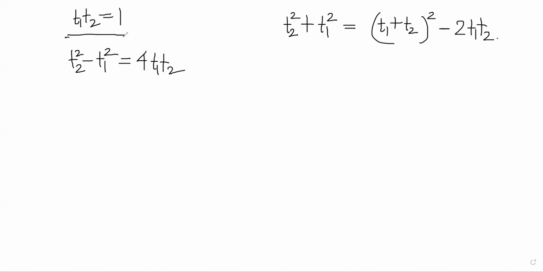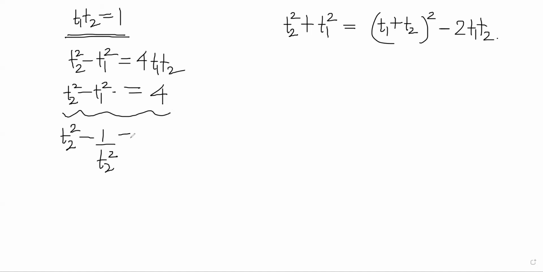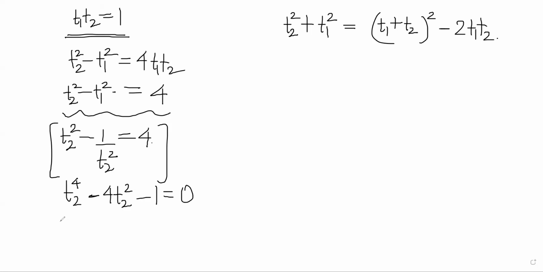okay, so from here we are getting this is 4, t2 square minus t1 square. Okay, and we are also getting that t2 square minus 1 by t2 square is equal to 4, if you put t1 as 1 by t2. So we are getting a quadratic on t2. We can solve for t2. We are getting t2 power 4 minus 4 t2 square minus 1 is 0, right? This quadratic will give us the t2 square value.